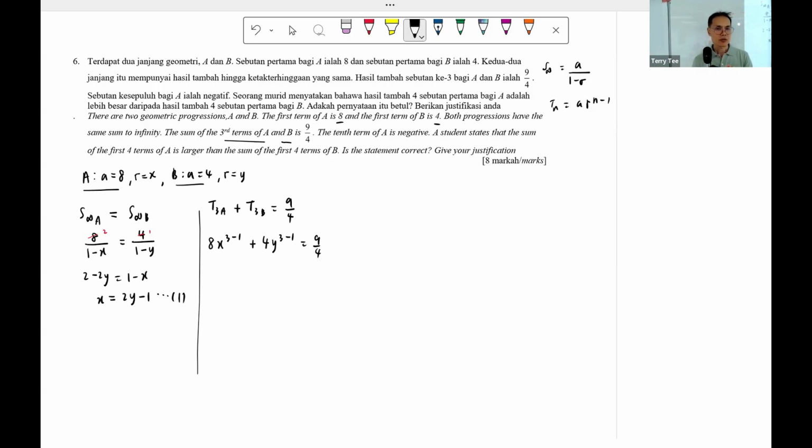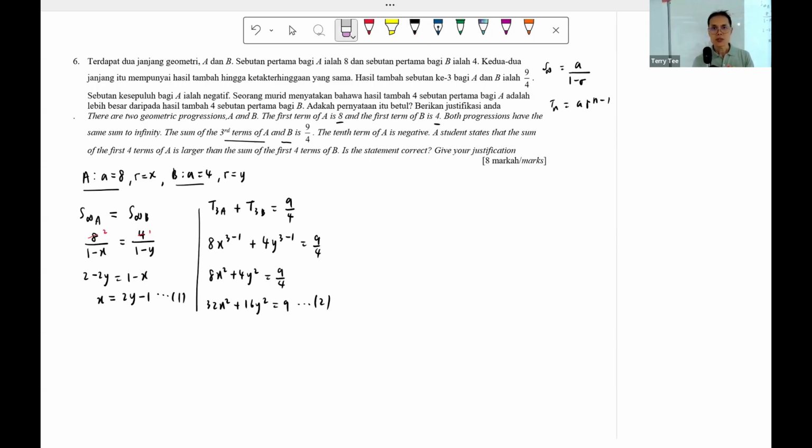Very annoying, right? So we can simplify further: 8x squared plus 4y squared equals 9 over 4. Wow, this is very long. Can I multiply by 4 to get rid of the fraction? So you have 32x squared plus 16y squared equals 9. Equation number 2. I don't have enough space, so I'm going to move this line here.